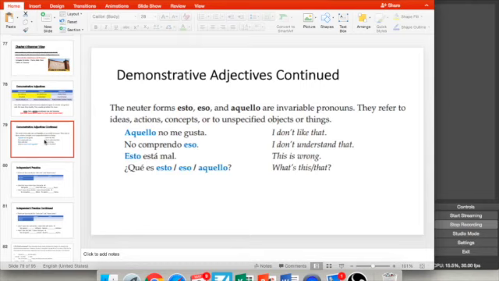Now, something else that comes into play, you can use the neuter form of these pronouns, which is basically always the masculine form, esto, eso, aquello, as what we call invariable pronouns. And this is whenever you are just referring to an unspecified object or something really generic, like, ugh, I don't like that. Aquello no me gusta. Or I don't understand that. No comprendo eso. We don't know what that is. It's just general, like, gosh, I don't understand calculus. No entiendo eso. Totally generic. Or, esto está mal. This is wrong. So, very invariable pronouns. You can use the neuter form as well.